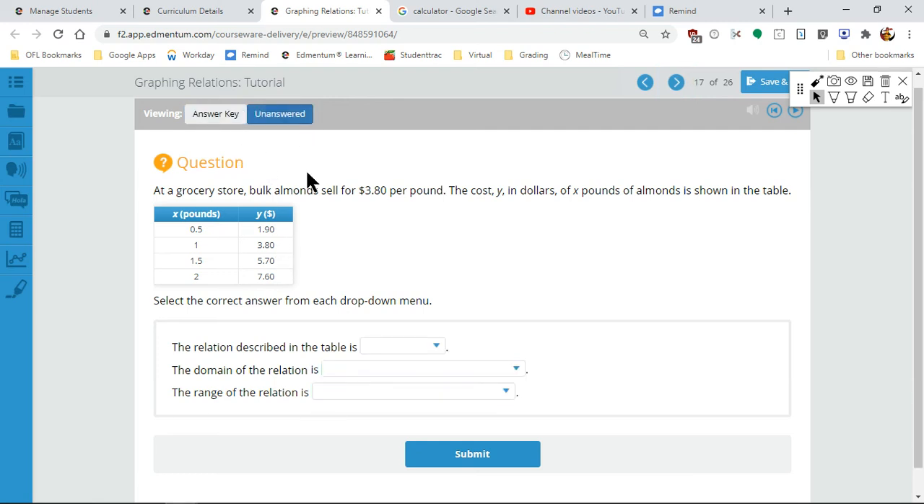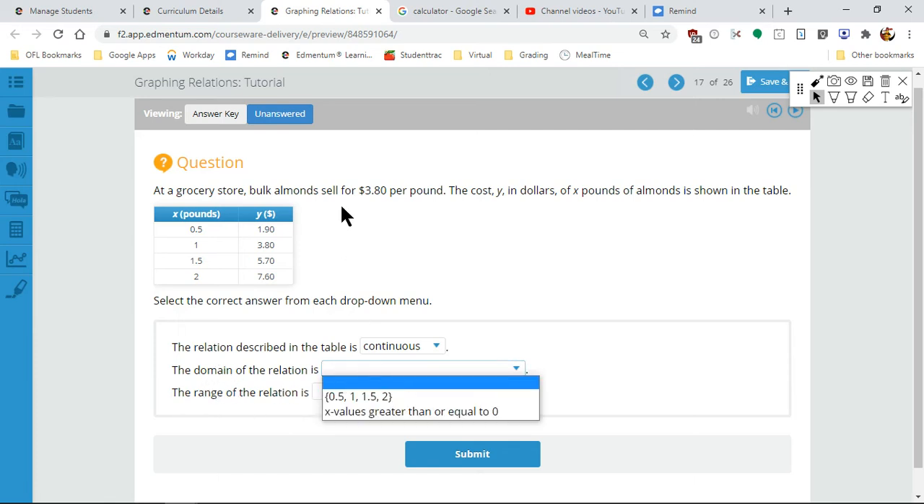All right, so here, the relationship describes what? It's pounds per dollars. So in this case, can you have a fraction of a pound? Yeah, you can. It's not like you can only buy it in half pounds. You can buy like 0.75 pounds. So this is continuous because you can have little things in the middle of these two. It's continuous. The domain is the relationship.